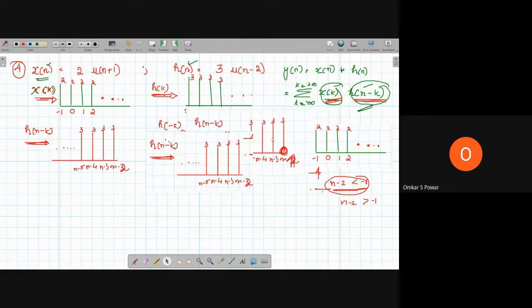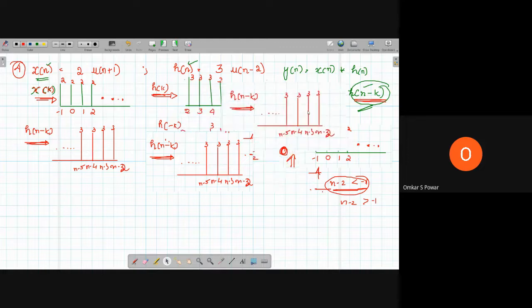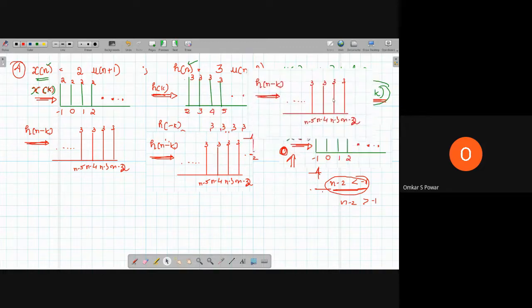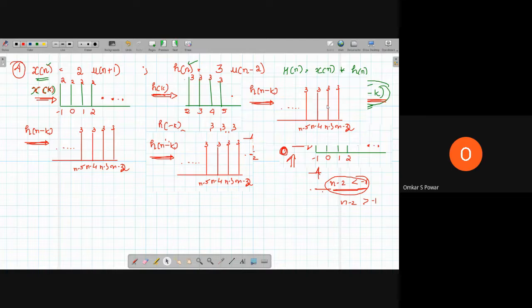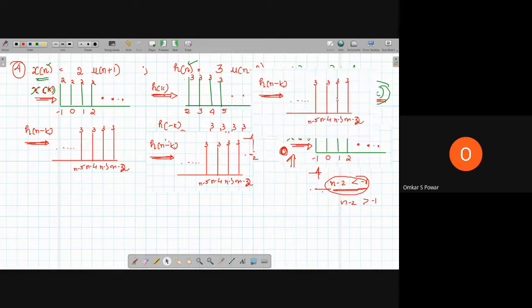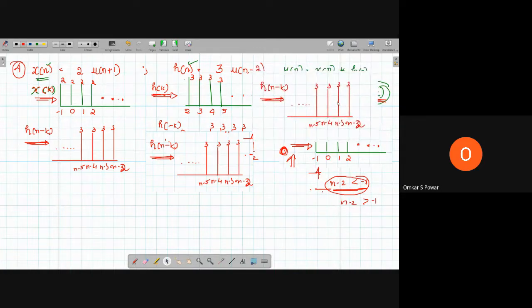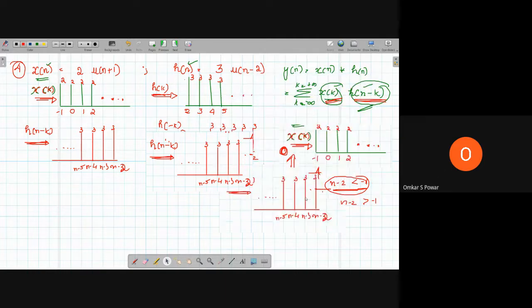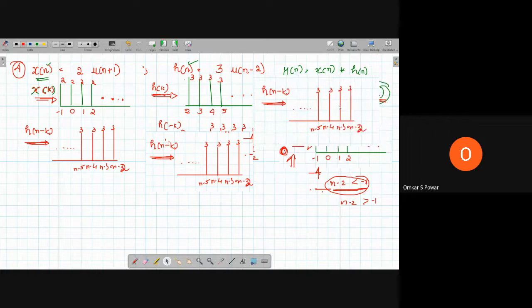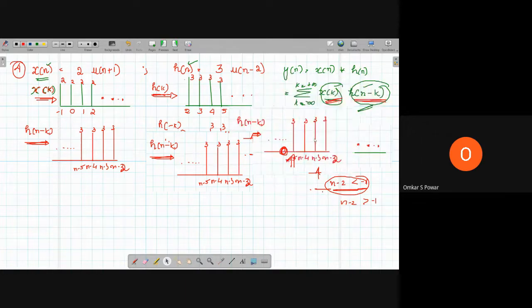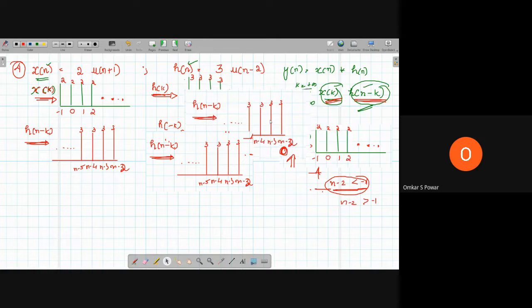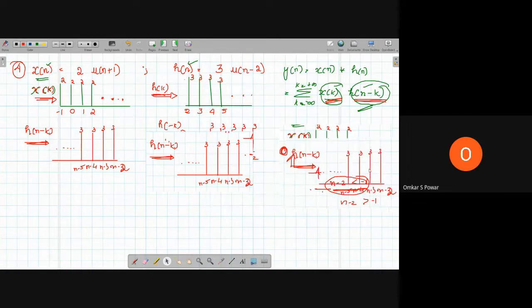Case 2, n minus 2 greater than minus 1. So there will be this overlapping here, and that overlapping you have to find out. The range will be from minus 1 to n minus 2. You can observe here, the green signal x of k starts from minus 1 and overlaps up till n minus 2. That intuition you want to bring here to solve this problem. I am moving this signal from left to right.